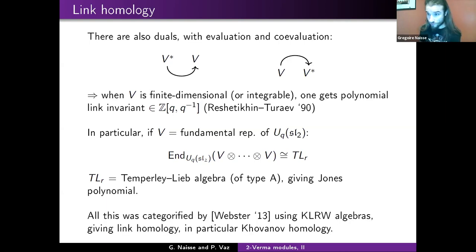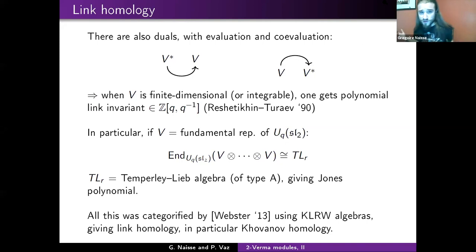And so this was done by Webster. So what he did, based on the work of many people, is to construct some algebra that we call KLRW, for Khovanov, Lauda, Rouquier, and the W is supposed to be weighted, but I guess we could also say that it's for Webster. And so you look at a category of modules of this algebra, and Webster constructed some higher version of the evaluation, co-evaluation, and braiding maps as functors over this category of representations. And you can use them to build link homology. And in particular, if you do that for the fundamental representation of SL2, you get Khovanov homology, which is a well-known categorification of the Jones polynomial.